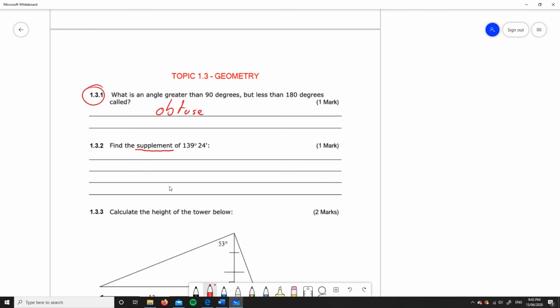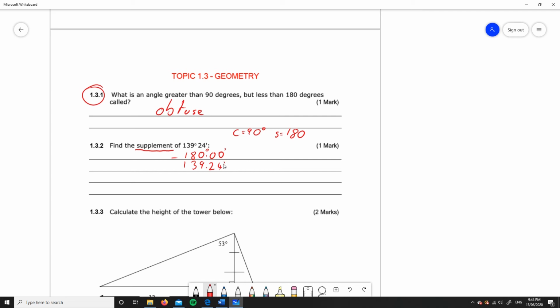Okay, so supplements and complements. C for complement comes before S for supplement. So that's the easy way to remember: C equals 90 degrees, S equals 180. So essentially, if I'm going to find the supplement, all I need to do is 180 degrees minus 139.24. Again, the first thing I need to remember is I'm not dealing with decimals here because I'm looking at degrees and minutes.